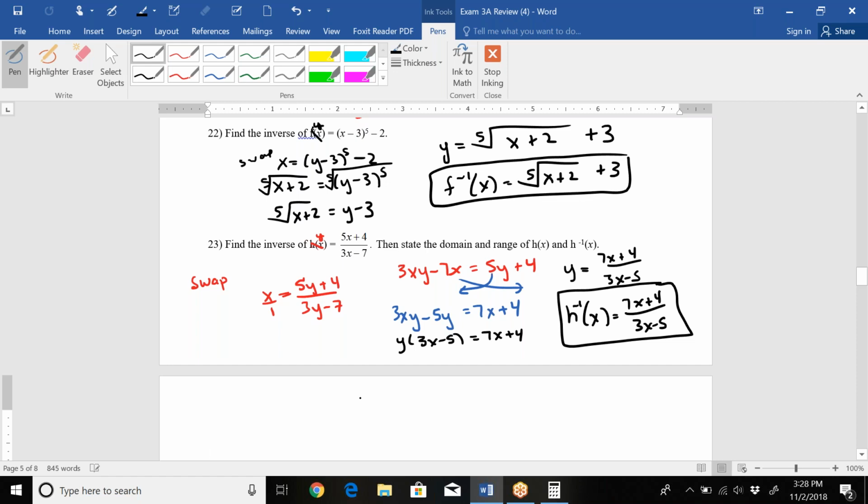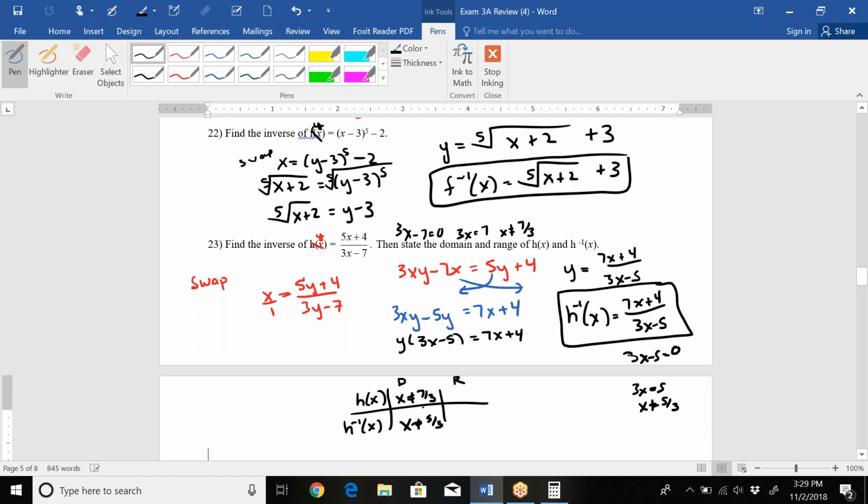Okay, so the domain and range has to do with, first of all, you just need to know the domain of both functions, because they're inverses, their ranges are just the swap of the domains. So this guy is undefined when 3x minus 7 equals 0. So that would be add 7, divide by 3. So x cannot equal 7/3. This one, we'd set the 3x minus 5 equal to 0. So that's 3x equals 5, or x cannot equal 5/3, because that would make us divide by 0 in that one. So here's the thing.